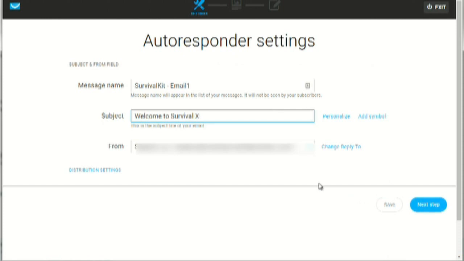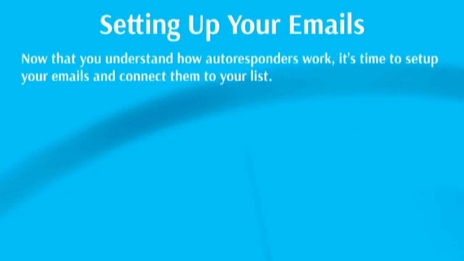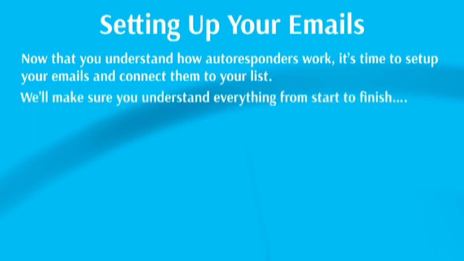Now, I don't want to cover too much because we're going to show you that in the next video. Hello and welcome to video number 8. And in this video, we're going to talk about setting up your emails. So now that you understand how autoresponder systems work and how to set them up, it's time to set up your emails so that we can fill in the autoresponder series and then connect them to your email list. And we'll make sure that you understand everything from start to finish. So let's jump right in.